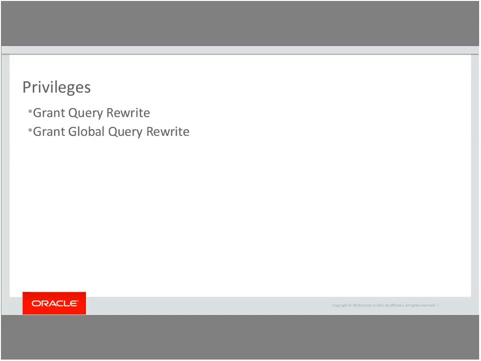Privileges. The query rewrite privilege must be granted to the user that creates the materialized view if all the objects used in the MView creation exist in the same schema. If master objects belong to some other schema, then global query rewrite should be granted to the user.